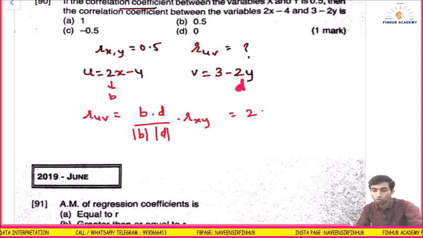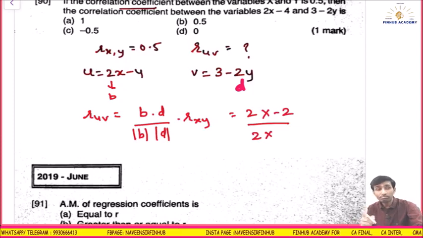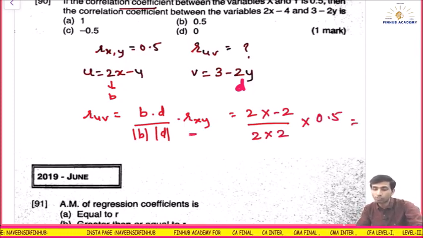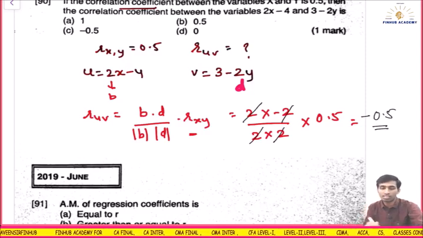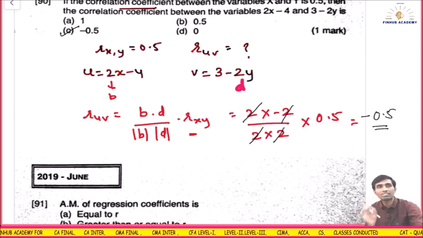Understood? So 2 into minus 2 upon absolute value of b, which is 2, but absolute value of d is positive 2. Please be careful. Into rxy, which is how much? 0.5. So here it will get cancelled, but we will get minus 1. So minus 1 into this is minus 0.5. Understood? So C is my answer. Is it clear? The very easy way, I'll take one extra question on this.